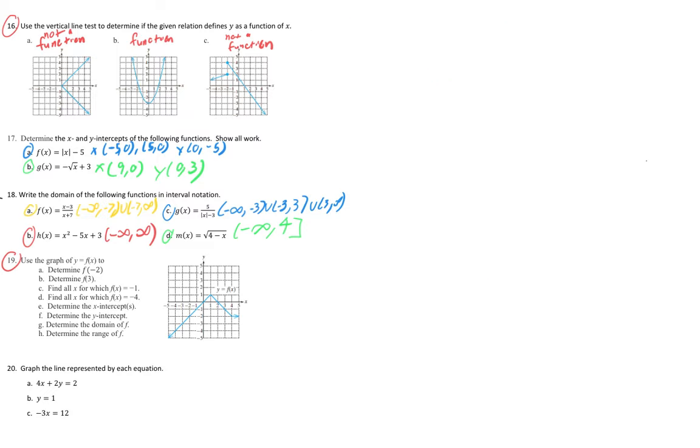All right, so now looking at 19, we want to use the graph of f of x to determine a through h, right?